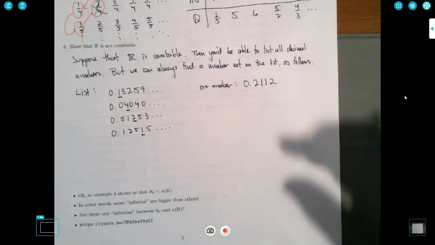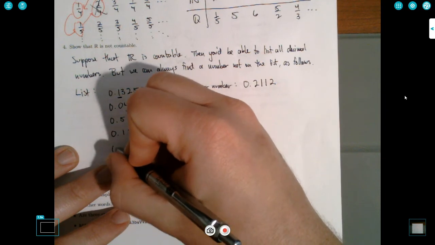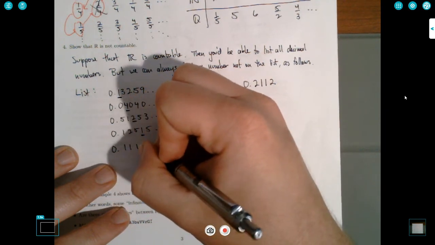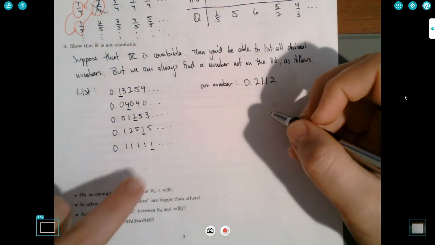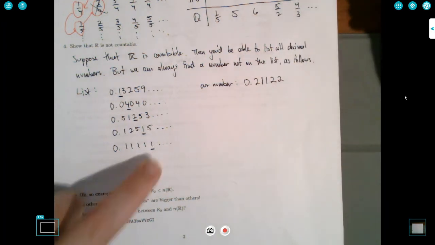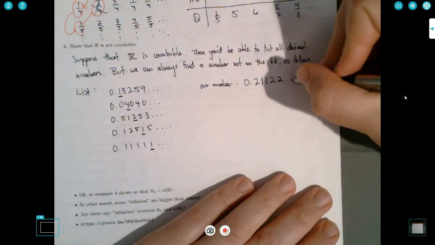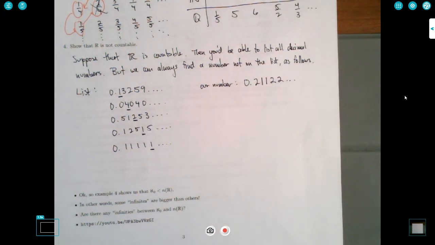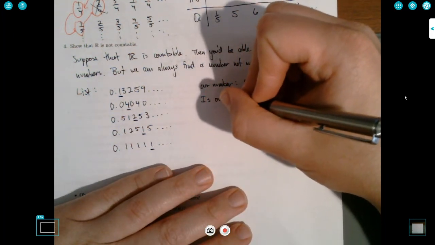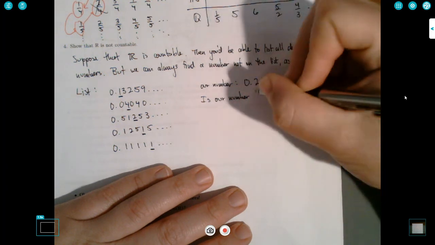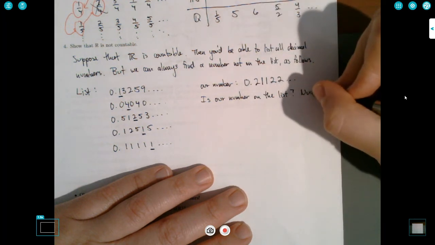Okay, and we're going to continue on with this process forever and ever with every number on the list. So the next number on the list might be 0.11111. So we look at the fifth decimal place of the fifth number, it's a 1, and so we make our decimal place a 2. Okay, and this is going to continue forever. So is this number on the list? Is our number on the list? And the answer is no.